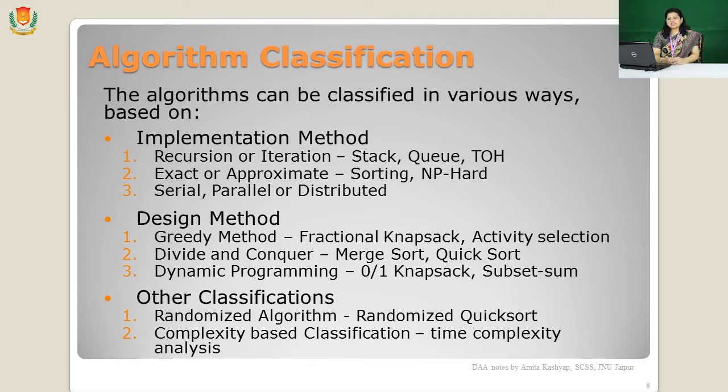Next is exact and approximation. What is an exact algorithm? An algorithm that can generate the exact result to a problem is said to be an exact algorithm. The other type is approximate. Once the algorithm is not able to generate the exact result for a problem, that kind of algorithm is said to be an approximate algorithm. A few algorithms of this type are sorting and NP hard problems.